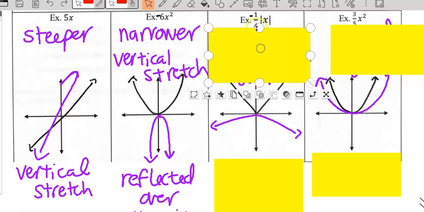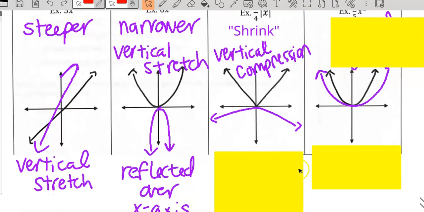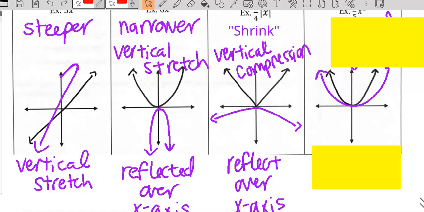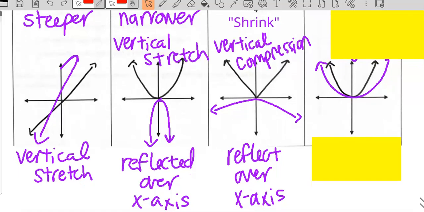On this next one, this 1/4, it made it get much wider. Okay, so if you wrote wider, that's great. Now, a new academic vocabulary is called a vertical shrink or a vertical compress. So if it is getting shrunk vertically, it's actually going to push it out, making it much wider. That one's pretty hard to remember. Again, the last thing, if you put a negative in front of the function, that is going to reflect it over the x-axis. So if you said flip, again, great. New vocabulary, reflect over the x-axis.